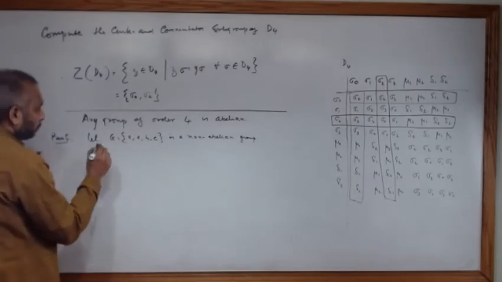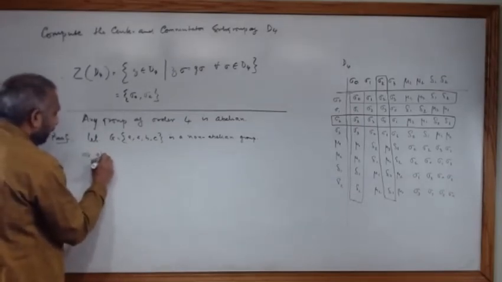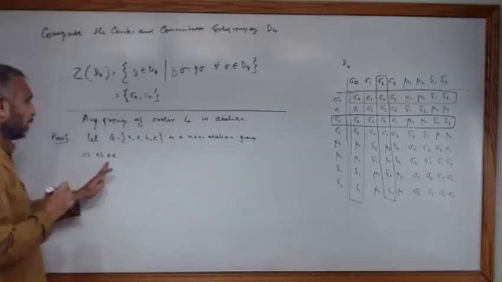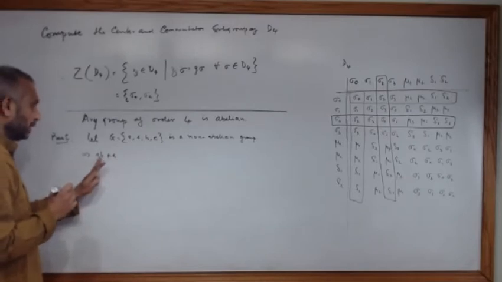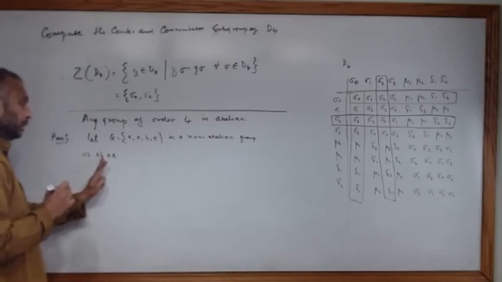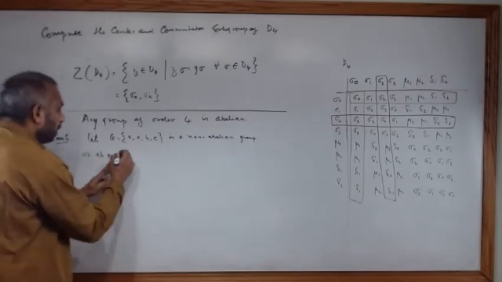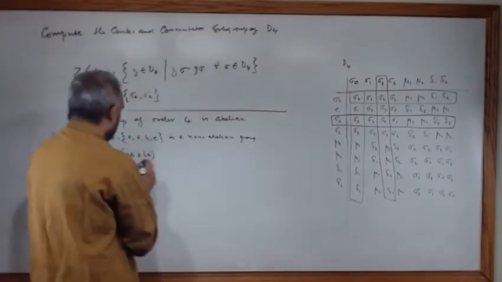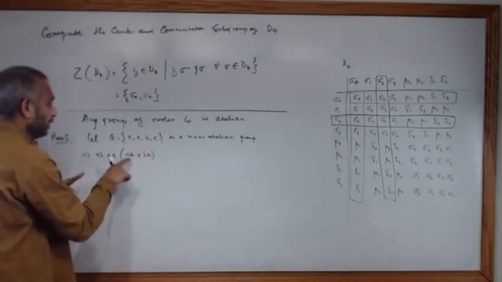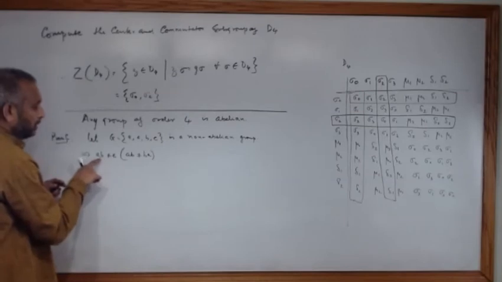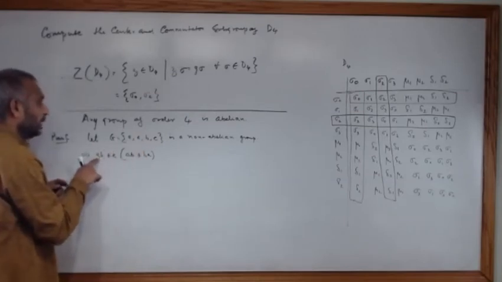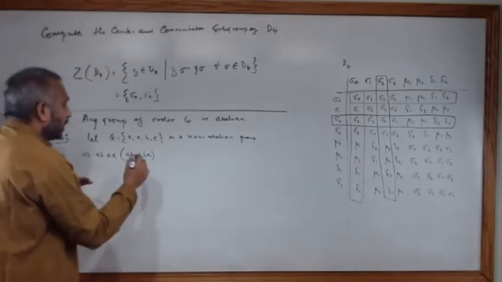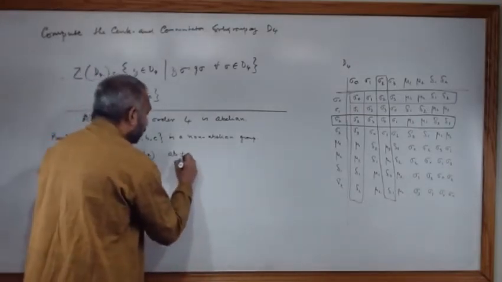So this implies that AB is not equal to E. Why? If AB is equal to E, then BA is also equal to E, because A will become the inverse of B, and the inverse is unique. So AB is not equal to BA. We are taking representative elements, not just A and B, but it could be CB, CA, things like that. And AB is not equal to B.